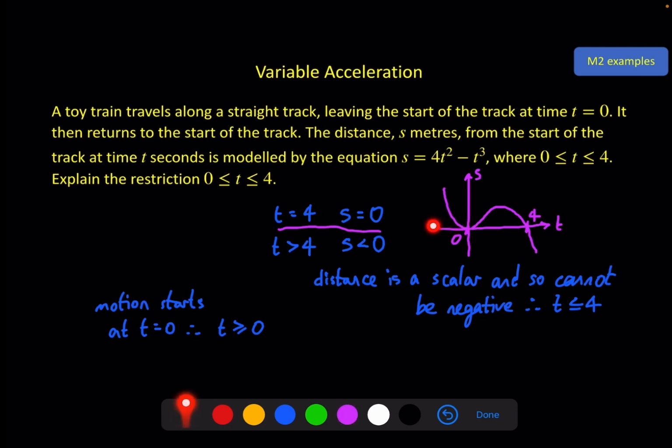Less than 0 on the time axis, time is not valid, and greater than 4 on the time axis, the distance is not valid because it's negative. And I hope you can see that it's not really adding or taking away anything from my answer, it's just using a diagram to help show that this is the case.